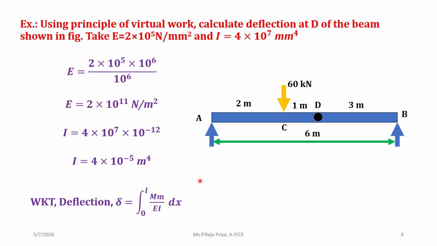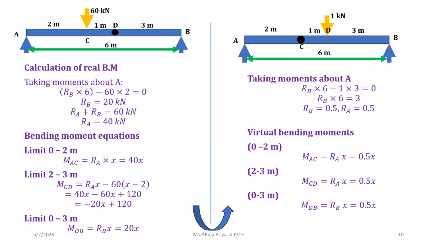In the case of a beam, this is the formula to find the deflection: integral 0 to L of M into m by EI into dx. First we will find the real bending moment, and then we also find the virtual bending moment. To find the real bending moment, we have to take the load which is actually applied on the beam. Here the load applied is 60 kilonewton, applied at point C.